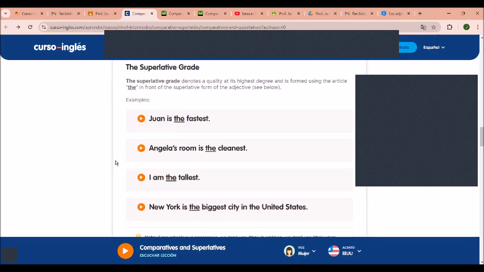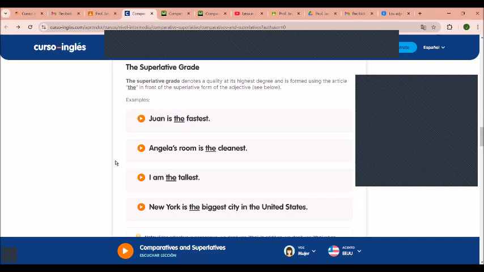denotes a quality at its highest degree and is formed using the article "the" in front of the superlative form of the adjective. See below. Examples: Juan is the fastest. Angela's room is the cleanest. I am the tallest. New York is the biggest city in the United States.